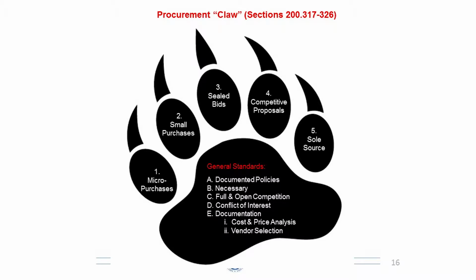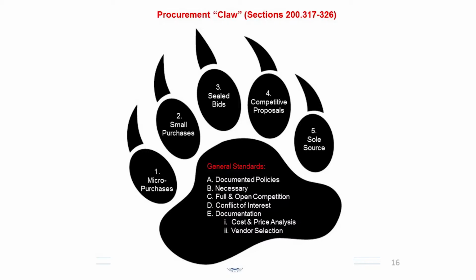The little framework we've used to explain the procurement standards to folks is the procurement bear claw. Get ready, because you're about to see a bear claw. There it is. I wasn't joking. So there are 5 standard methods of procurement. These are micro purchases, small purchases, sealed bids, competitive proposals, and sole source.